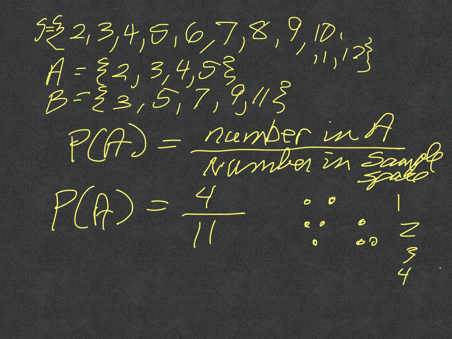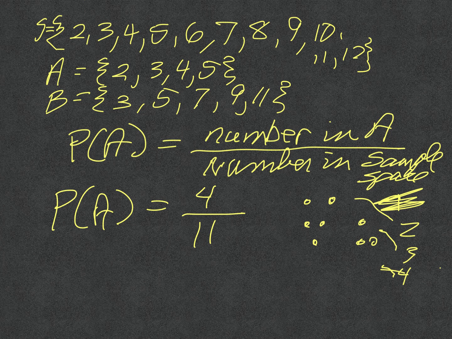Wait, let me think about that. To get a 3, excuse me, I put 1 here. Sorry, that's 2. 3. To get a 4, there are 3 ways. To get a 5, there are 4 ways to get a 5. To get a 6, there are 5 ways to get a 6. And to get a 7, there are 6 ways to get a 7.